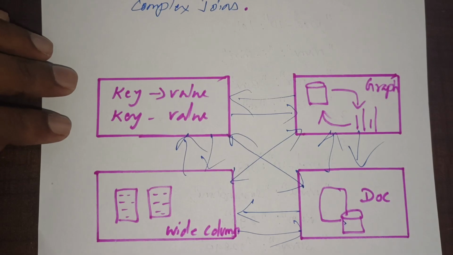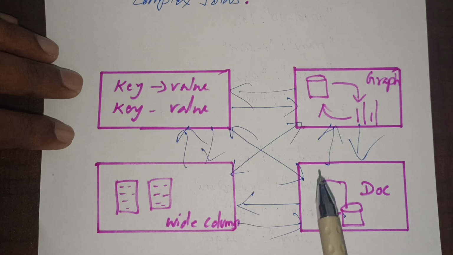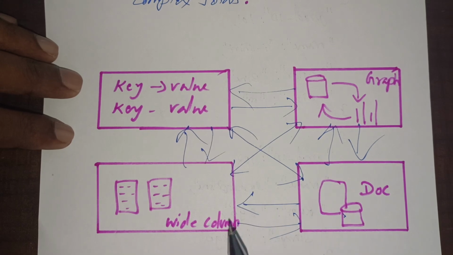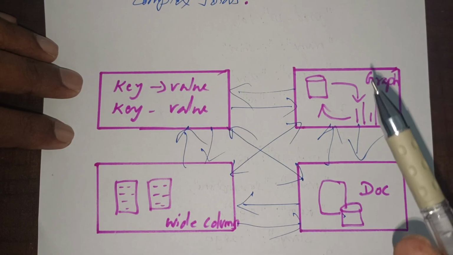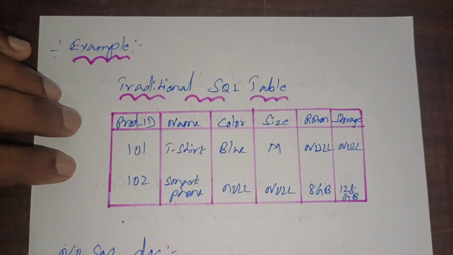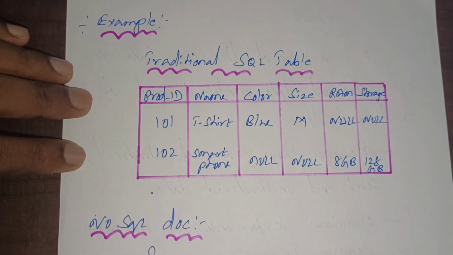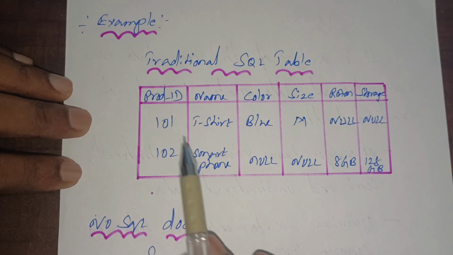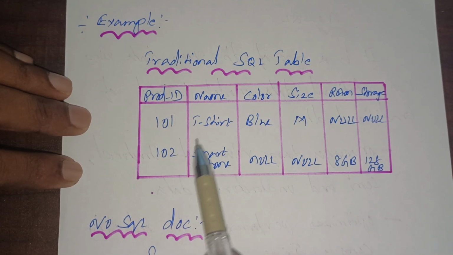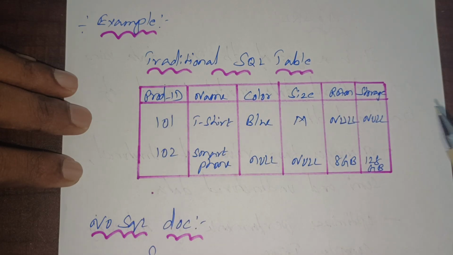Now I am going to take you through one example of how NoSQL is differentiated from a traditional database. For example, an e-commerce application stores product information where different products have different attributes. Let me take you to that part. This is a traditional SQL model. Assume there is a supermarket, and we have product name, color, size, RAM, storage, etc.